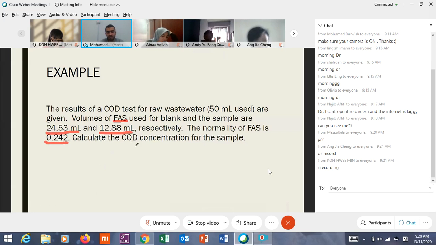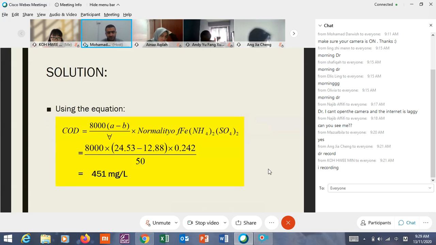You can calculate the COD concentration for the sample. So how much is the concentration? Just directly substitute in this equation, and then it's all done. It's a direct equation. I don't want to go into detail because, as I said, it has nothing to do with this.